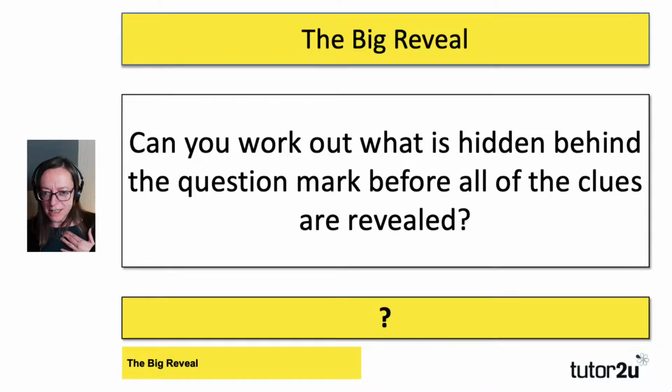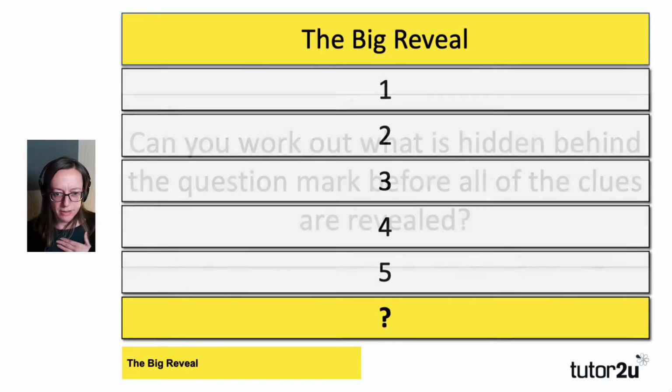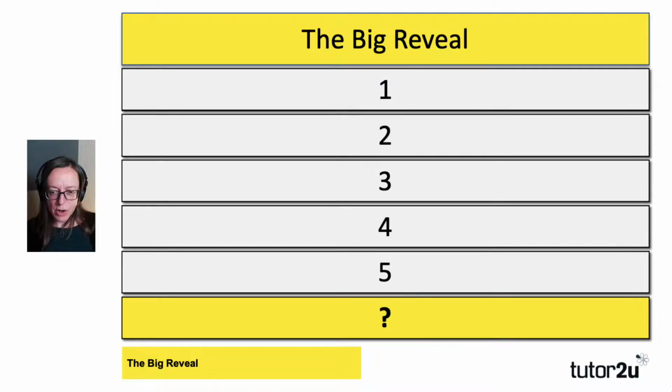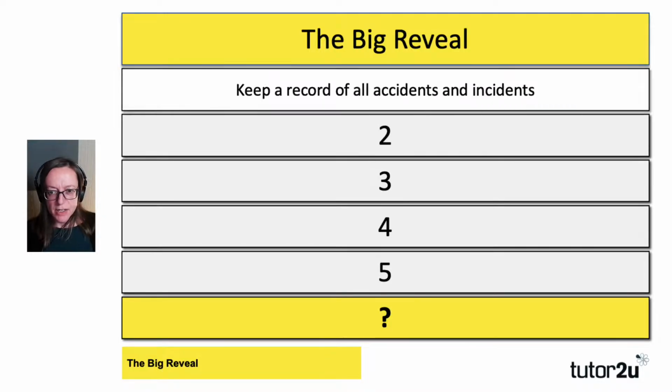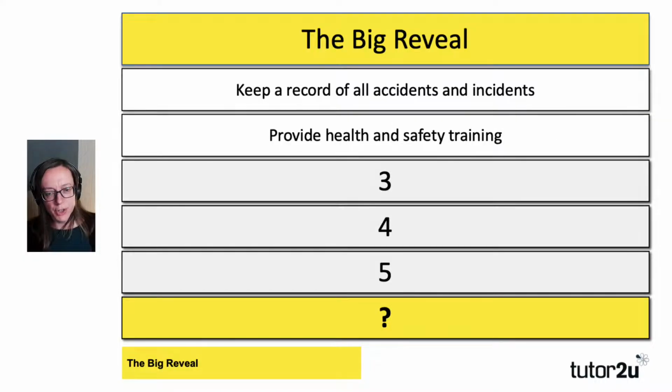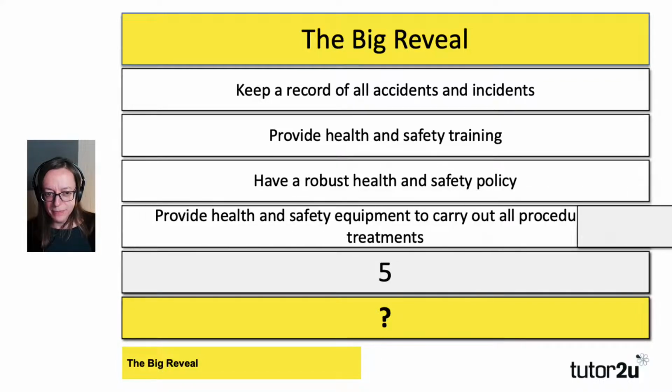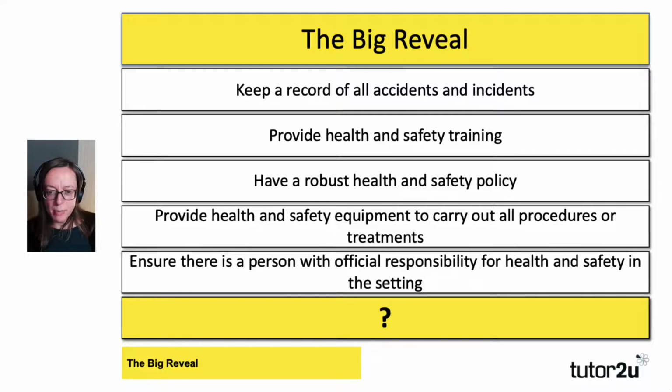Okay, the big reveal. I can see we're running out of time, so let's try and breeze through this one. I'll run through the clues, tell me what it is. You must keep a record of all accidents and incidents. You must provide health and safety training. You must have a robust health and safety policy. You must provide health and safety equipment to carry out all procedures or treatments. You must ensure there's a person with official responsibility for health and safety in the setting. So what do these clues describe?